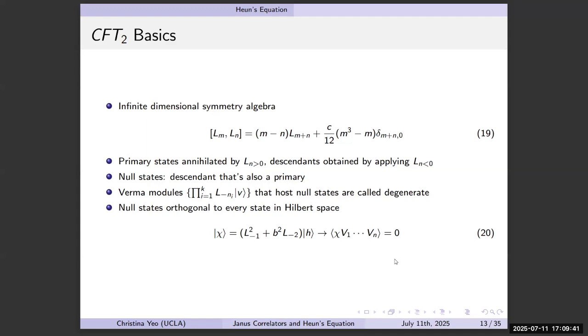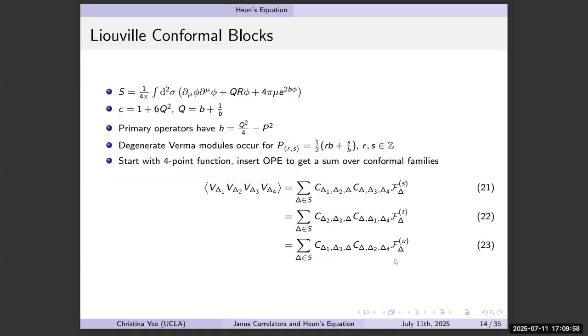Right. Okay, so back to this. Null states are orthogonal, so when we calculate correlation functions involving null states, they're going to give us 0. Once we apply the local Ward identities, that'll give us the differential equation that we want. I wrote down the Liouville action here for completeness, but we won't need this at all. We're just taking a bootstrap approach.